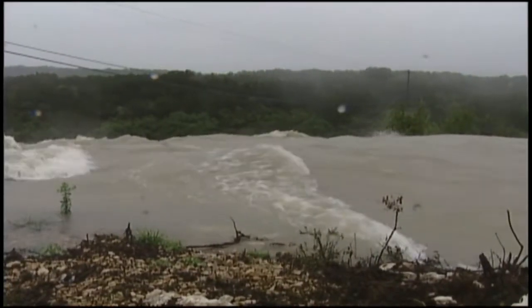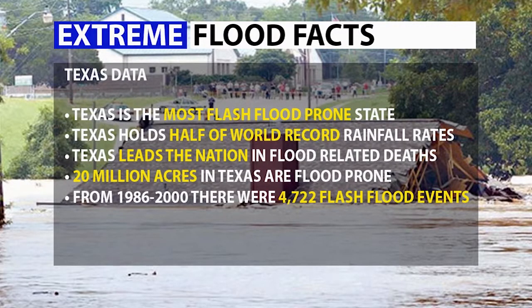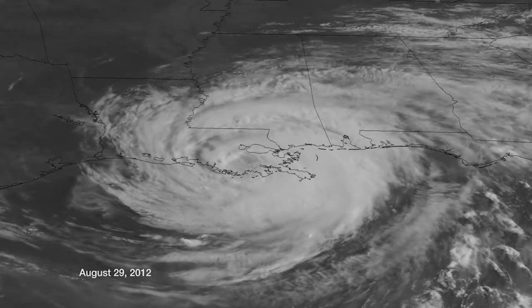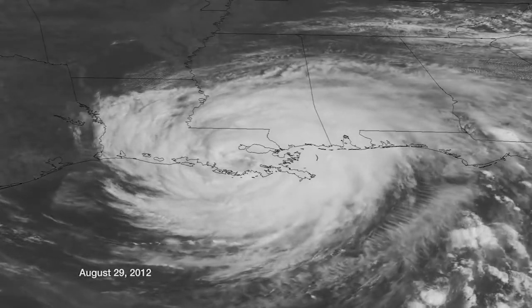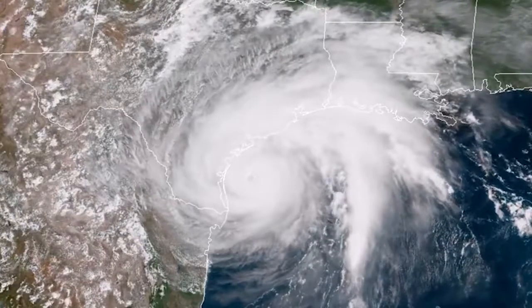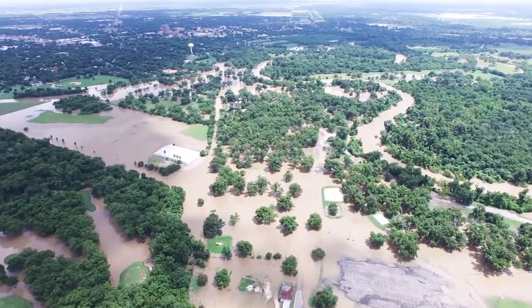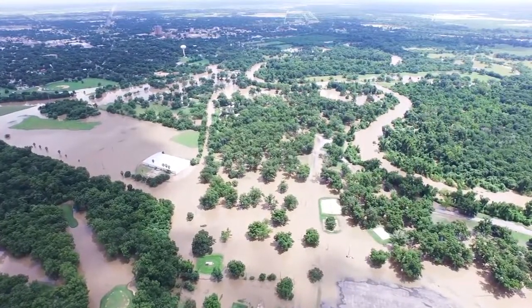Historically, nearly 80% of all natural disasters in the United States involve flooding. Texas holds half of the world record rainfall rates, and 20 million acres in the state are flood-prone, more than any other state. Tropical systems are major contributors to flood events. The top 5 tropical rainfall events range from 39 inches in Thrall, Texas, to 64 inches in Nederland, Texas. Hurricane Harvey's rain took the Guadalupe River out of its banks, with a 31-foot crest in Victoria, Texas, flooding the west side of the city.